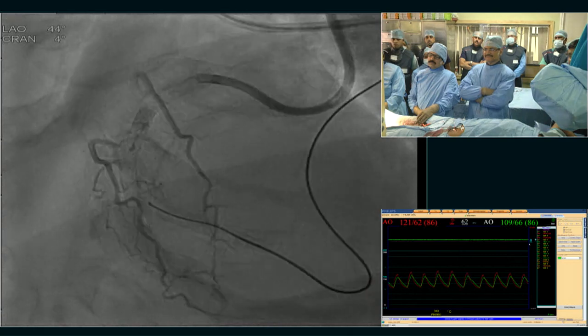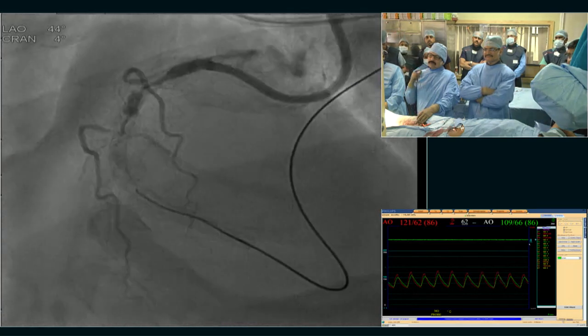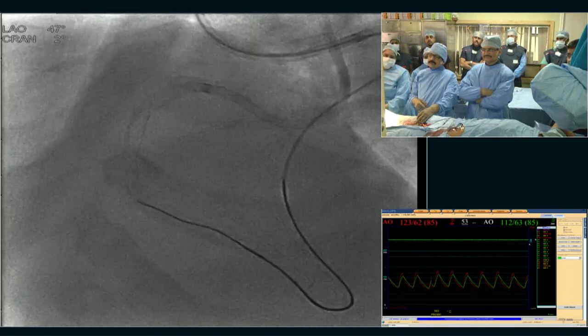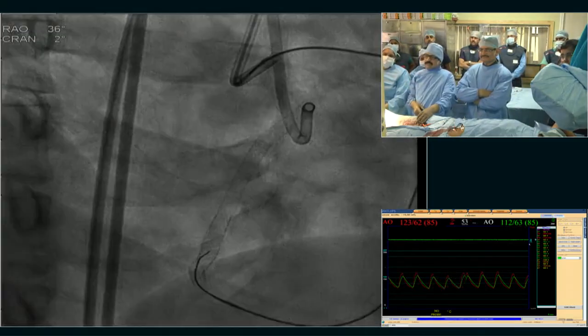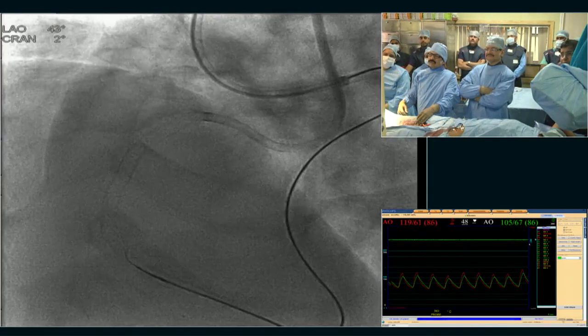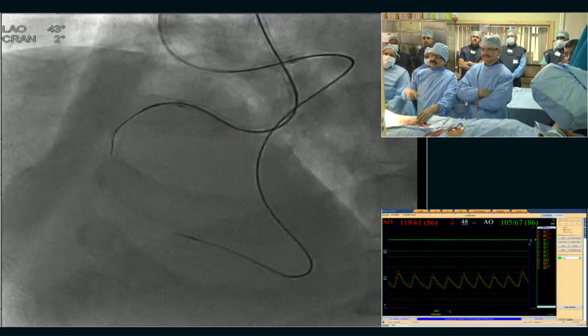So we struggled quite a lot for 1 hour, not able to cross the tissue, very hard tissue there. So then the antegrade bed preparation has been done. Corsair 135 with a Gaia 1, we preferred.